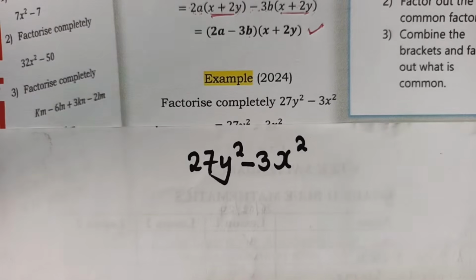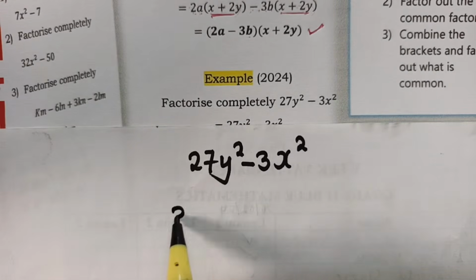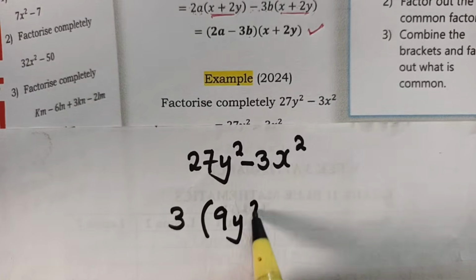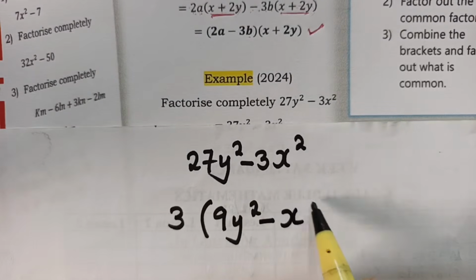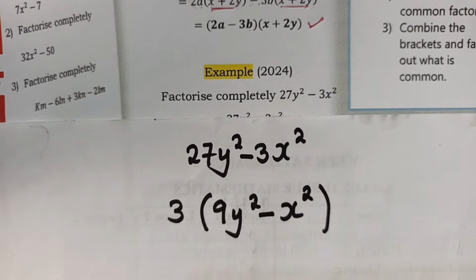Now they want us to factorize. So what we're going to do here is first check what is common. A 3 is common. So say open bracket, 3 into 27y squared gives us 9y squared. 3 into negative 3x squared is a minus x power 2. And if you can see nicely, this is a difference of two squares.